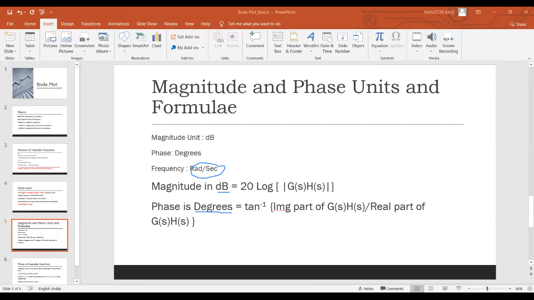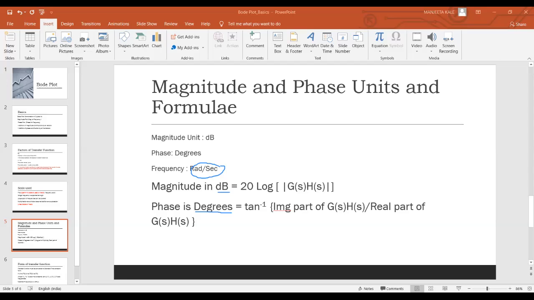In magnitude plot, you will plot magnitude in dB on y-axis, frequency on x-axis, and in phase plot, phase in degrees will be plotted on y-axis and frequency on x-axis. These are the formulae. Magnitude in dB is equal to 20 log magnitude of G(s)H(s), and phase in degrees is equal to tan inverse of imaginary part of G(s)H(s) upon real part of G(s)H(s). There is no change in this formula. We have been using this phase formula since long back.